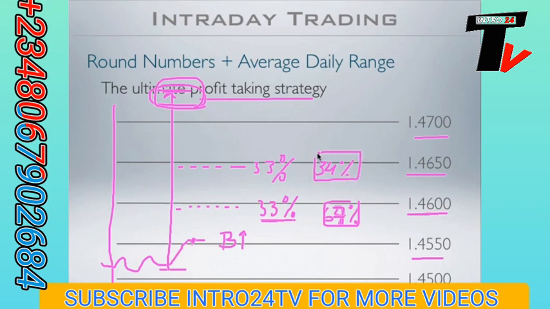Now, what I will do is close the final portion of the trade at the round number immediately before hitting my average daily range projection. Let's assume the average daily range takes me all the way to 147, I don't know, 17. What's the round number immediately before hitting my projection? Obviously, it's 147. So I would close out the final 34% of the trade there.